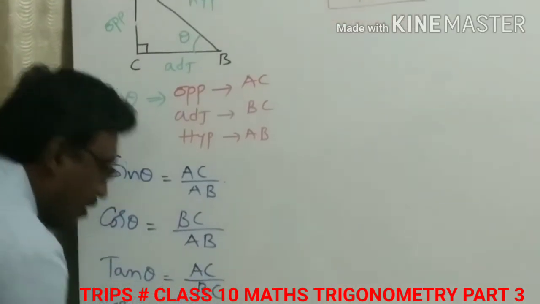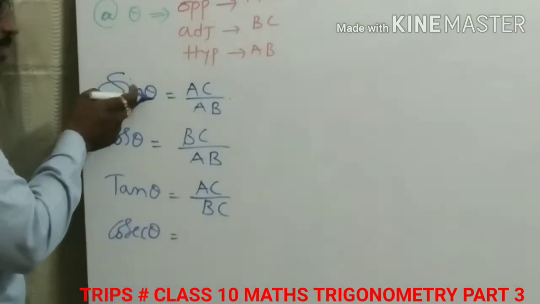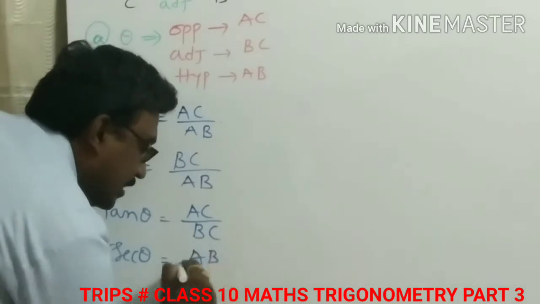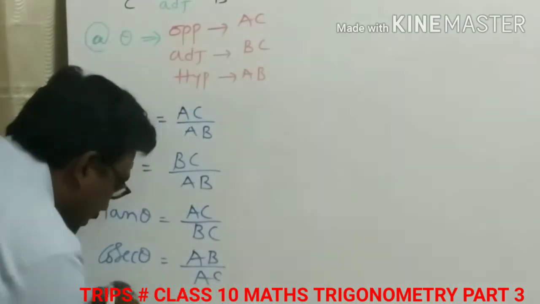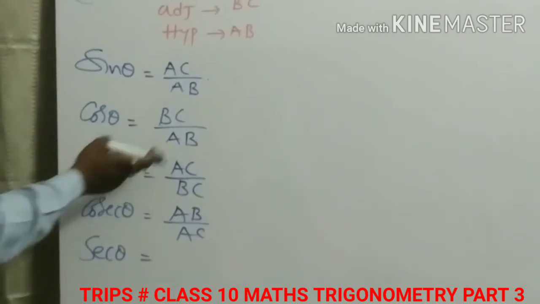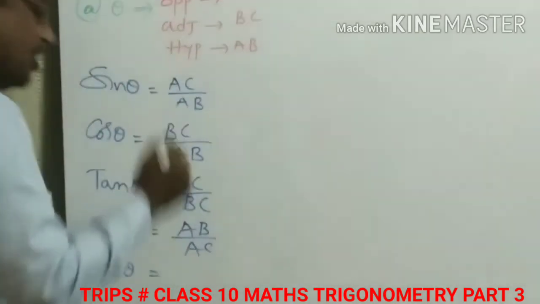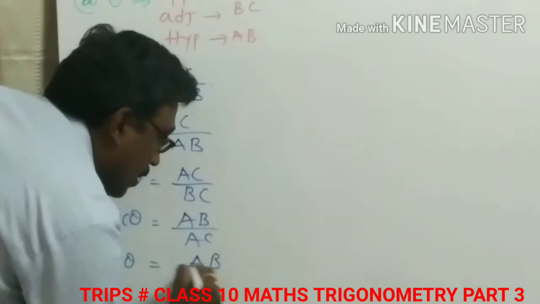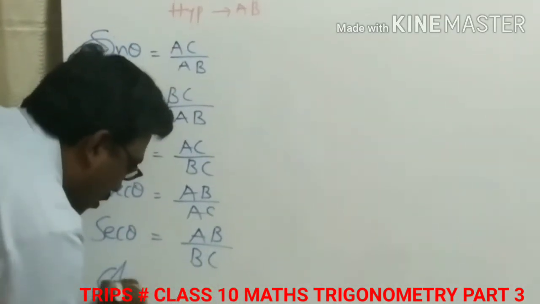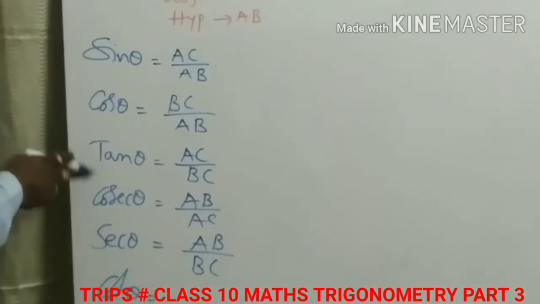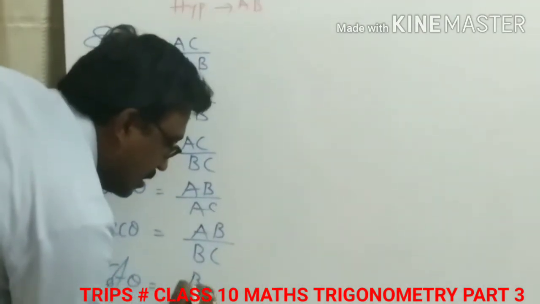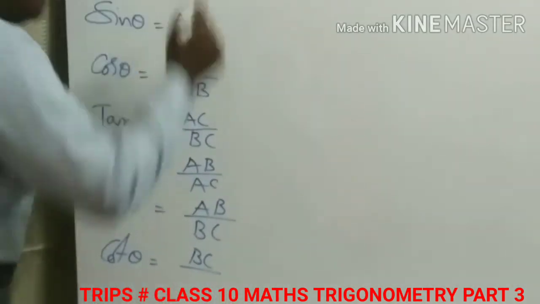Cosecant theta is the reciprocal of sine, or hypotenuse by opposite, AB by AC. Secant theta is the reciprocal of cos, or hypotenuse by adjacent, AB by BC. Cot theta is the reciprocal of tan, or adjacent by opposite, BC by AC.